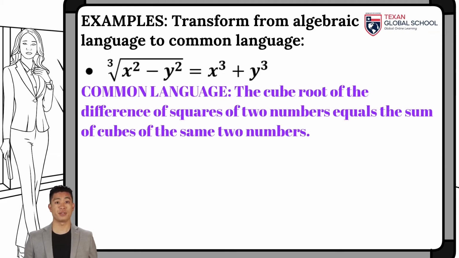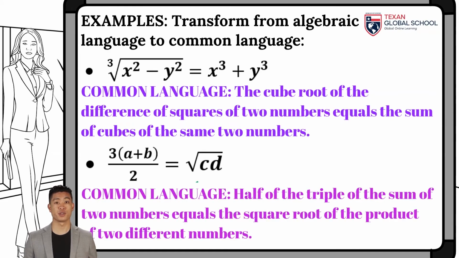The third example in common language is the cube root of the difference of squares of two numbers equals the sum of cubes of the same two numbers. Finally, half of the triple of the sum of two numbers equals the square root of the product of two different numbers. In the latter case, we emphasize that they are two other numbers since they are different variables.